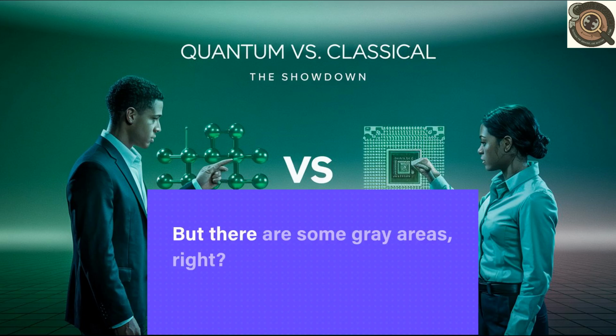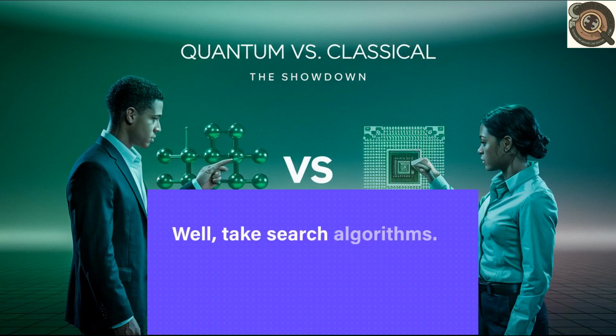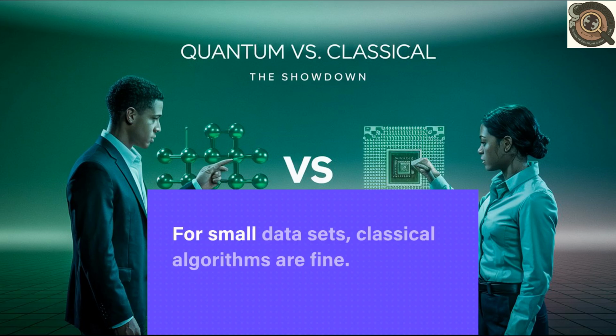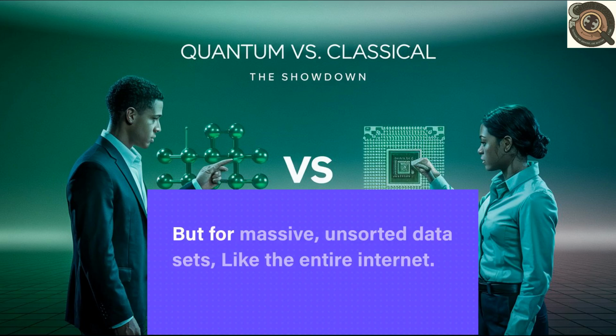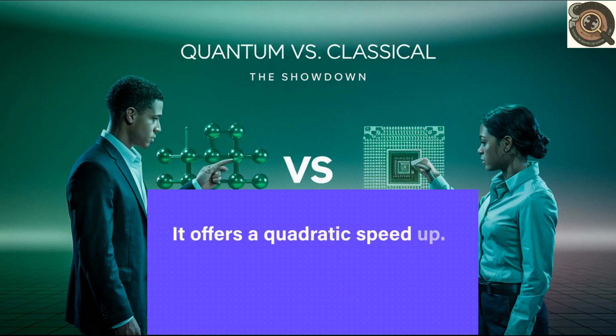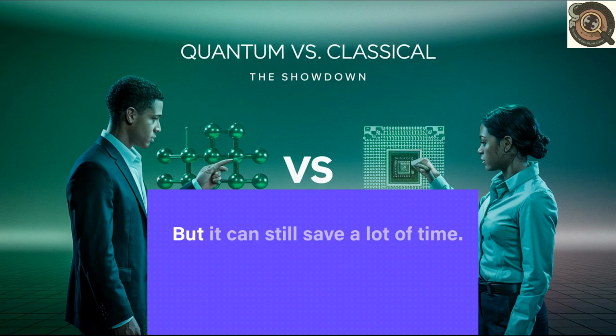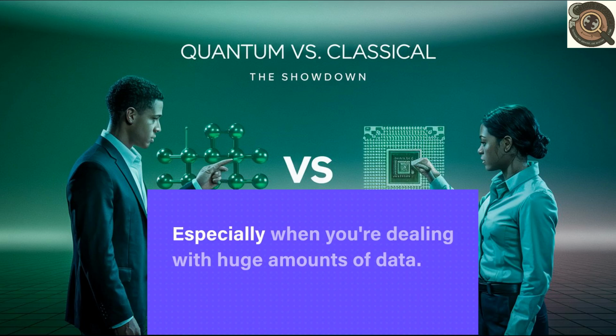It is. But there are some gray areas, right? Yes, where it's not always clear which approach is best. Tell me more. Well, take search algorithms. For small data sets, classical algorithms are fine. They work well. But for massive, unsorted data sets, like the entire internet, Grover's algorithm, a quantum algorithm, offers a quadratic speedup. So it's faster, but not exponentially faster. Right, but it can still save a lot of time, especially when you're dealing with huge amounts of data.